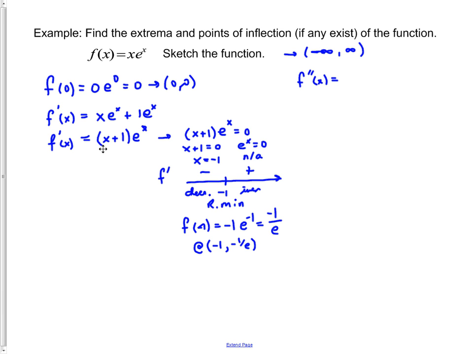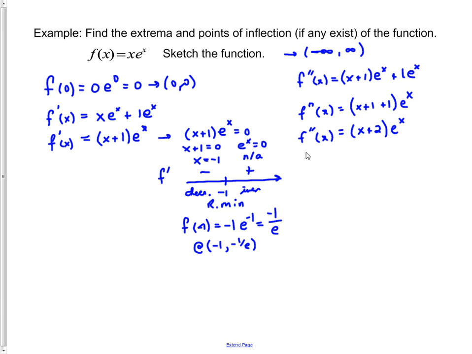Multiplied by the product rule, it's x plus 1 times the derivative of e to the x, which is itself e to the x, plus the derivative of x plus 1, which is 1, times e to the x. And in this case, if we work that one through, we can factor out e to the x right here, and we're left with x plus 1 plus 1 times e to the x. And so that would indicate that f double prime of x is x plus 2 times e to the x.